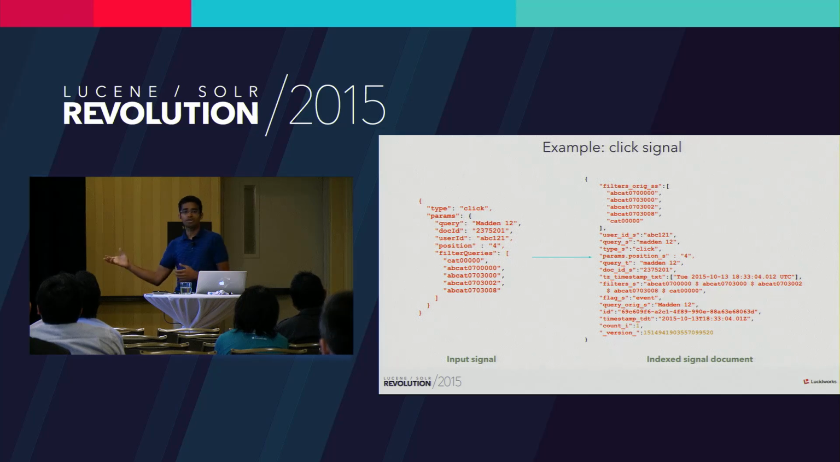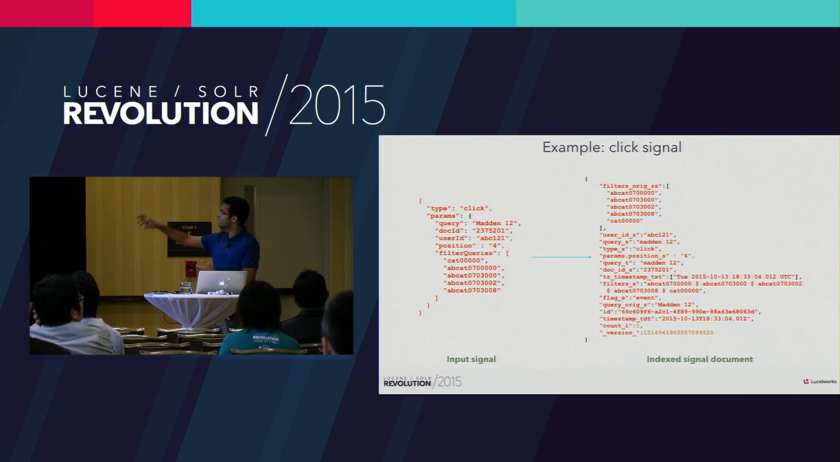So you can add your user ID there. You can add the position that the user clicked on, and the filter queries. And what are filter queries? For example, a user made a query called iPad. Instead of clicking on the top 10 results, he went to the accessories. He clicked on the accessories first, and then he made a search again, and then he selected one of your results. And this is how we transform your event. We transform this back into Solr, and we store it as a Solr document first.